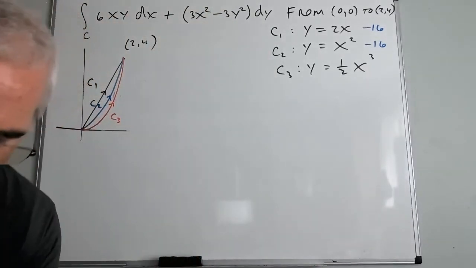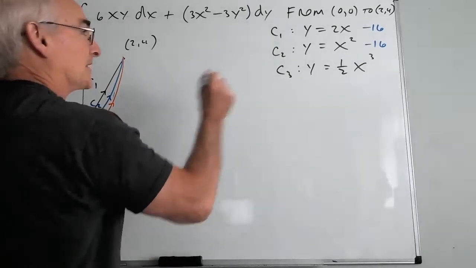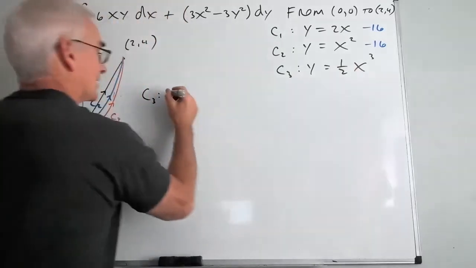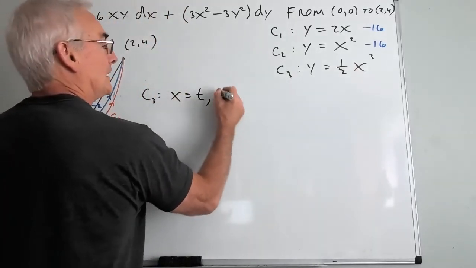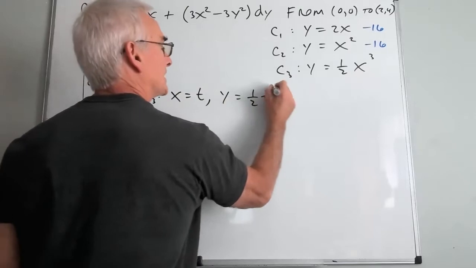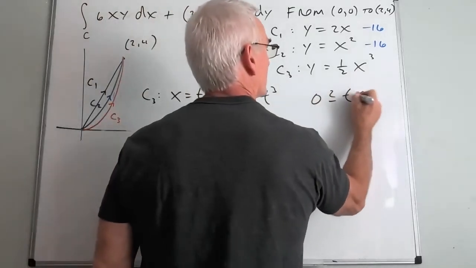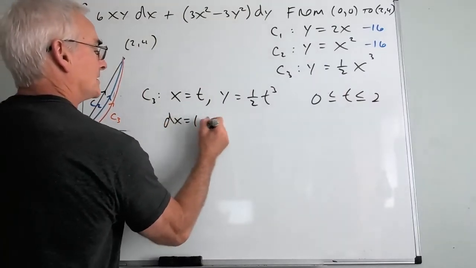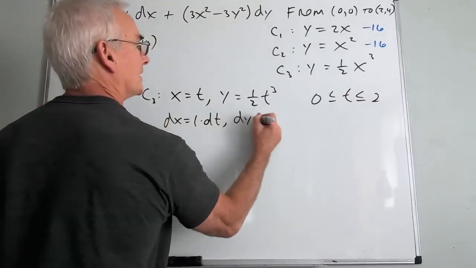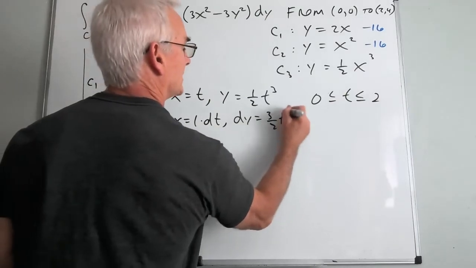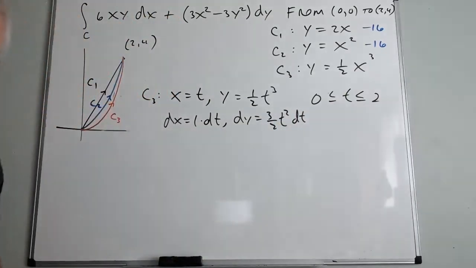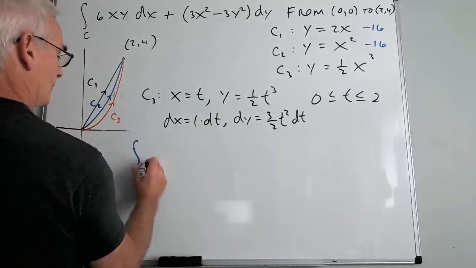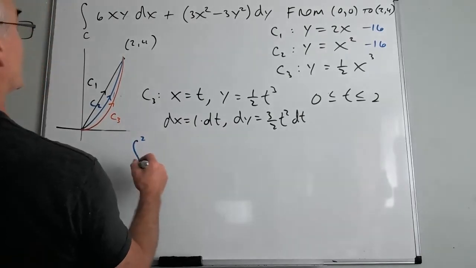All right, now we have a completely different path for the third one. This one's going to be a little bit beefier probably on the integration. So I think we've pretty much figured out, let's let x equal t. Let's just keep going in that route. And then y would be 1/2 t cubed. So then the dx is 1 dt. The dy is 3/2 t squared dt.